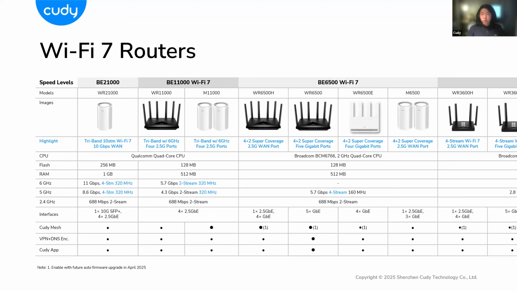And here we are looking at a summary of the specification sheets for the products we have looked at. From the top, there are the dominant specs, to the bottom, there are the secondary specs: Cudy Mesh, VPN, and the Cudy App. All the Cudy gateway devices, including routers, mesh systems, and repeaters, support the Cudy App.